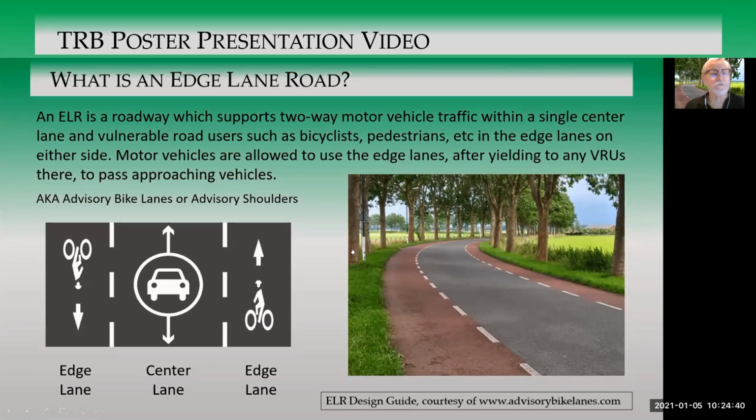Hello, everybody, and welcome to my poster presentation on the safety performance of edge lane roads. For those of you who aren't aware, an edge lane road is a roadway that supports two-way motor vehicle traffic within a single center lane and vulnerable road users like cyclists and pedestrians in the edge lanes on either side. Motor vehicles can use the edge lanes after yielding to any vulnerable road users there in order to pass approaching vehicles. This slide in the lower left shows you a schematic layout of the treatment, and on lower right shows you a picture of an.